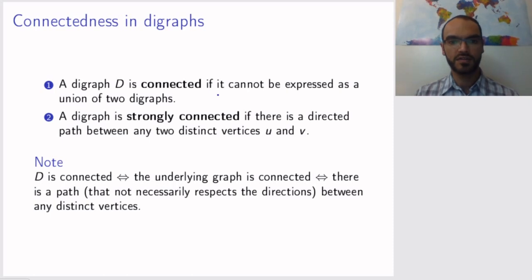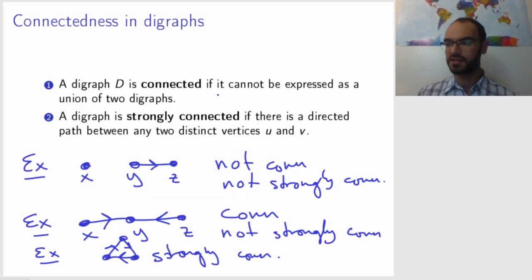So if we go back to these examples, in this example here, you can drive from x to z. You just have to break the law when you drive from y to z. So if you only are worried about graphs and not about paths respecting the direction, then this graph is connected.